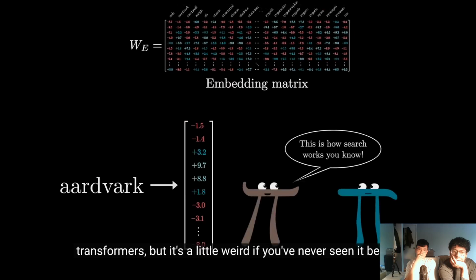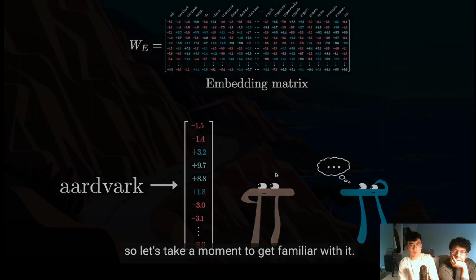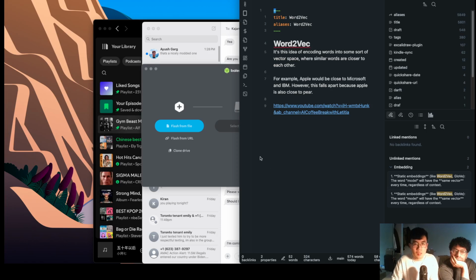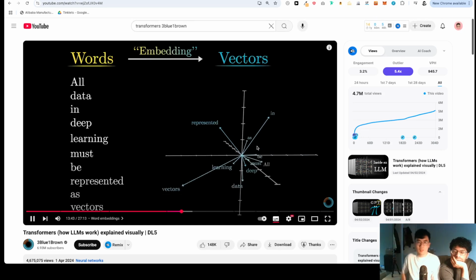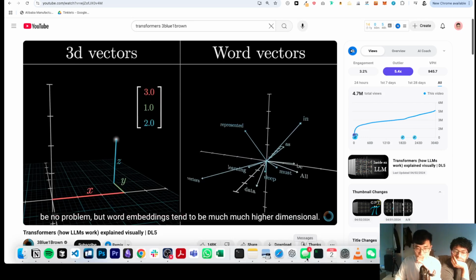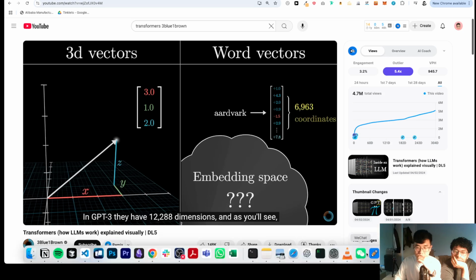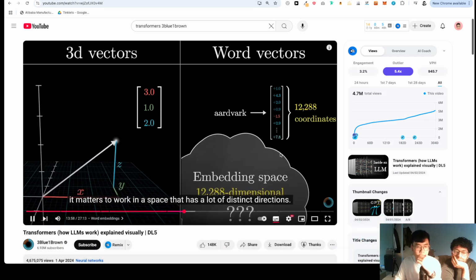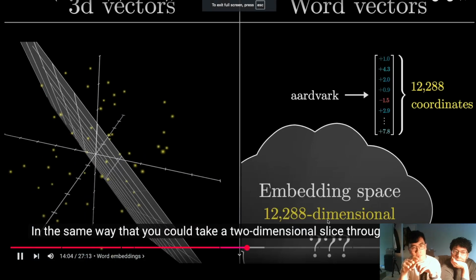Turning words into vectors was common practice in machine learning long before transformers, like word2vec. But it's a little weird if you've never seen it before, and it sets the foundation for everything that follows, so let's take a moment to get familiar with it. We often call this embedding a word, which invites you to think of these vectors very geometrically, as points in some high-dimensional space. Visualizing a list of 3 numbers as coordinates for points in 3D space would be no problem, but word embeddings tend to be much, much higher dimensional. In GPT-3, they have 12,288 dimensions, and as you'll see, it matters to work in a space that has a lot of distinct directions.